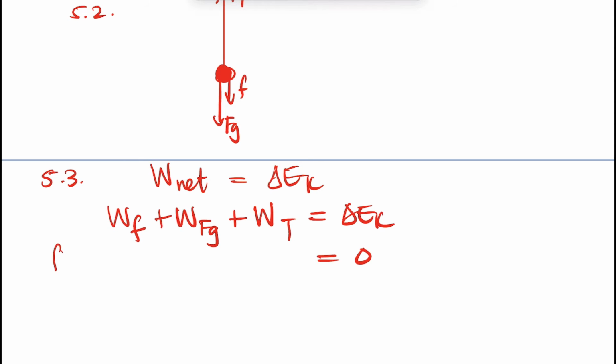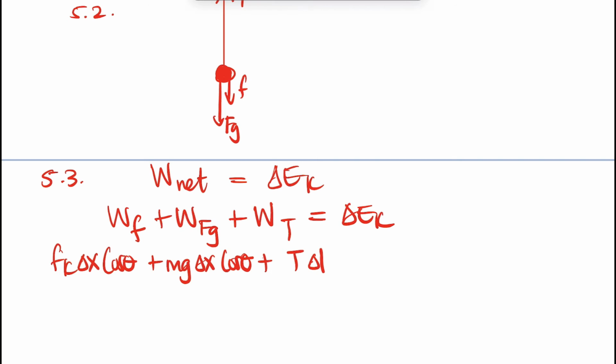So work done by friction, cos theta, and then the work done by gravity. The work done by gravity is mg, change in x, cos theta. And then the work done by tension is tension, change in x, which is the height, change in x cos theta, equal to change in EK. I'm going to put 0 there when I'm substituting.